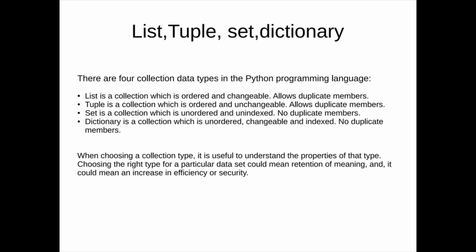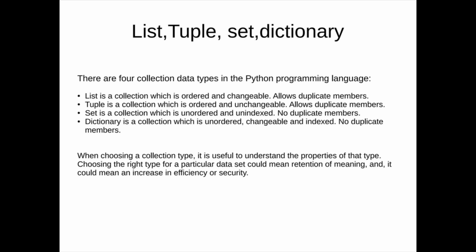Now we discuss problem solving and Python programming. The topics are list, tuple, set, and dictionary. There are four collection data types in the Python programming language. The first one is list. List is a collection which is ordered and changeable, and it also allows duplicate members.